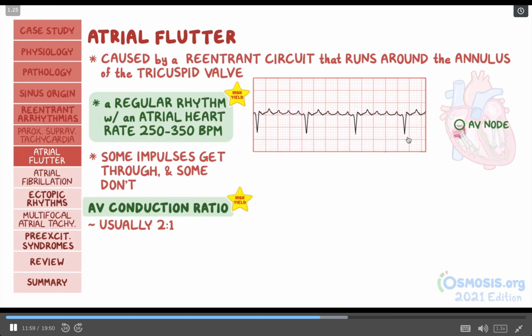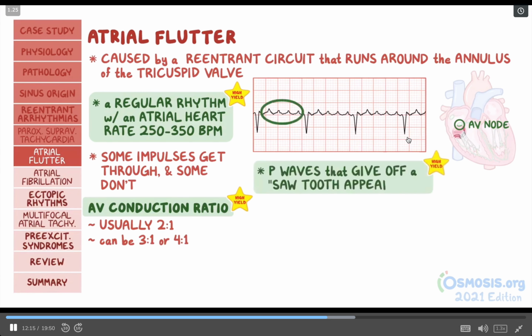So let's say the atrial heart rate is 300. The ventricular rate would then be 150. The AV conduction ratio can be 3 to 1 or even 4 to 1. Okay, so on ECG, the giveaway will be flutter waves, which are P waves that give off a sawtooth appearance.